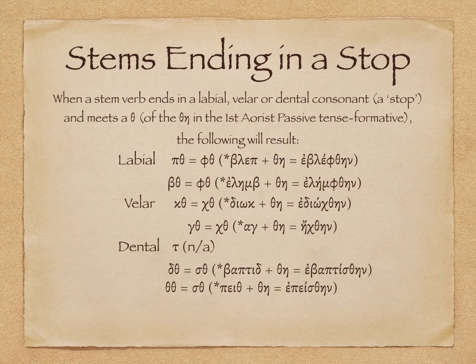Eblephthen, in the first example there. Blep, from blepo, I see, then theta eta, first aorist passive, eblephthen. Difficult to pronounce even here, even more so if the pi were there. And the velar, kappa, gamma, chi: the kappa and the gamma come up to a theta and they become chi. There's no instance where a chi itself would come up to a theta because that's what the alternate is for kappa and gamma. So dioк plus theta eta, edioхthen.